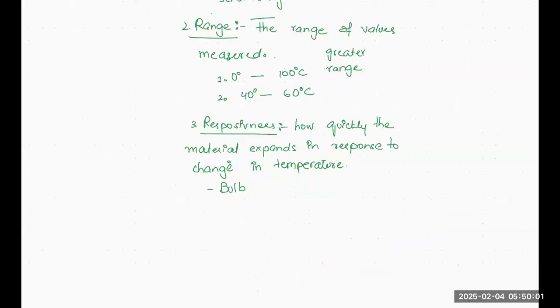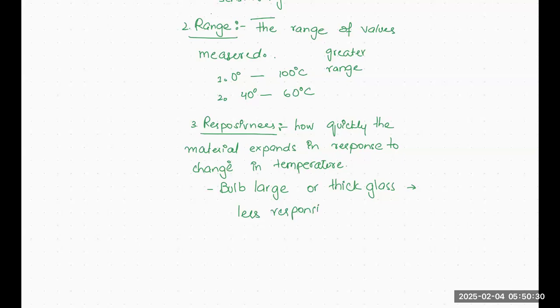So if the bulb is large, it means there's a lot of liquid basically. If the bulb is large, or the thermometer is made of thick glass, then the thermometer will probably be less responsive. So if you want to make it more responsive, you should use a smaller bulb and use a thinner glass.